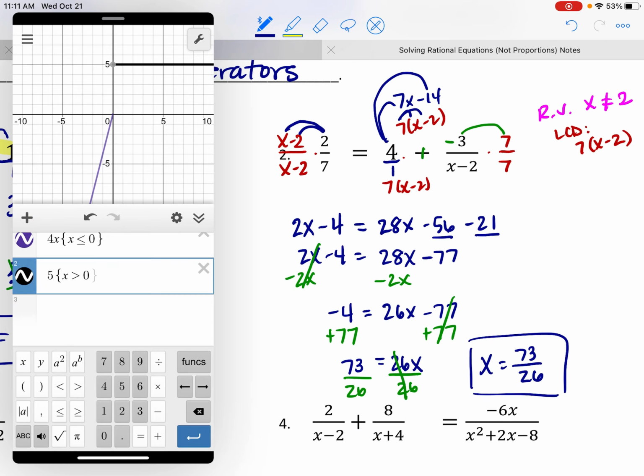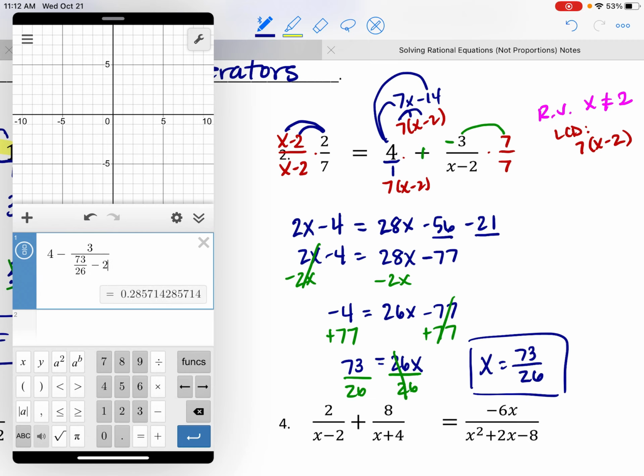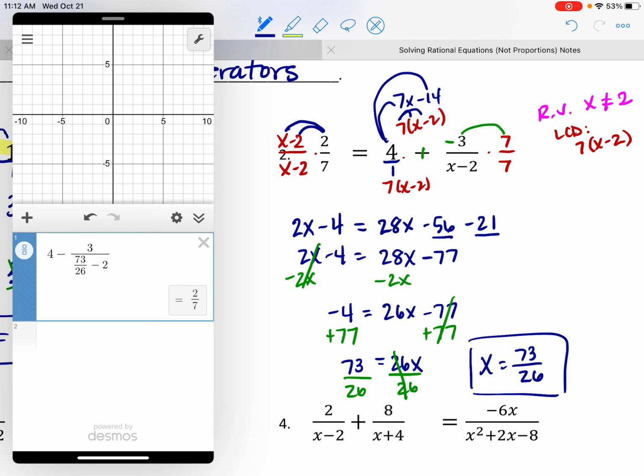Let me just show you how you could use your calculator to do that. So on one side I have 2/7. On the other side I'm going to type in 4 minus 3 divided by, and it should be x minus 2. So 73 over 26, and then minus 2, and it gives me that decimal. Let me just hit the fraction button here, and I can see that that does equal 2/7, which is what I had on the other side.